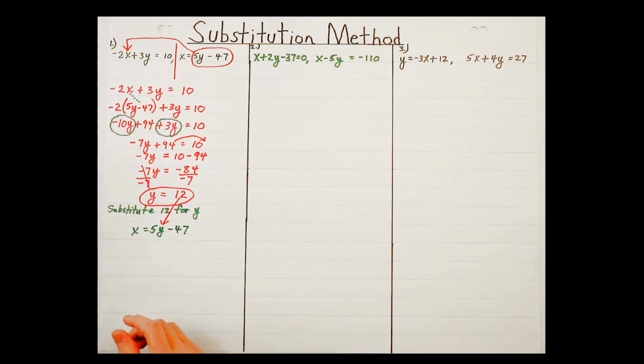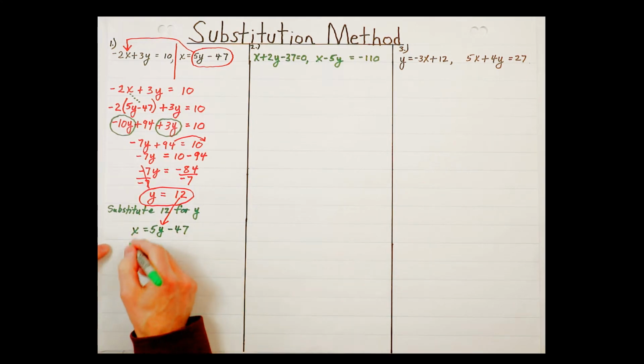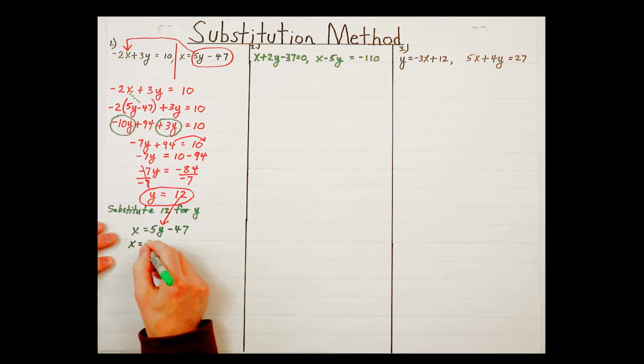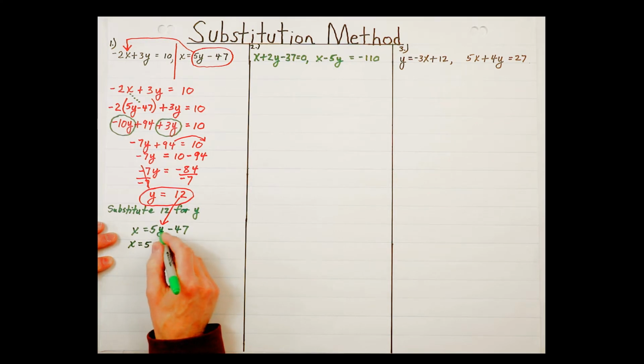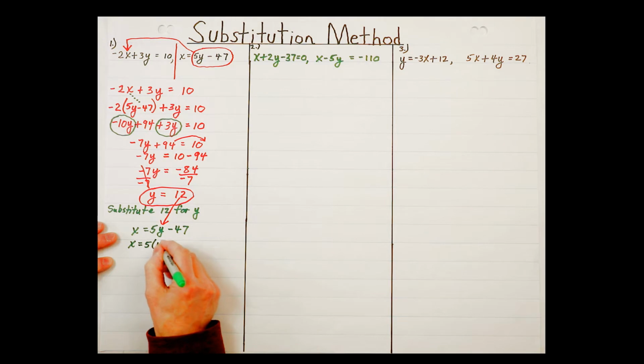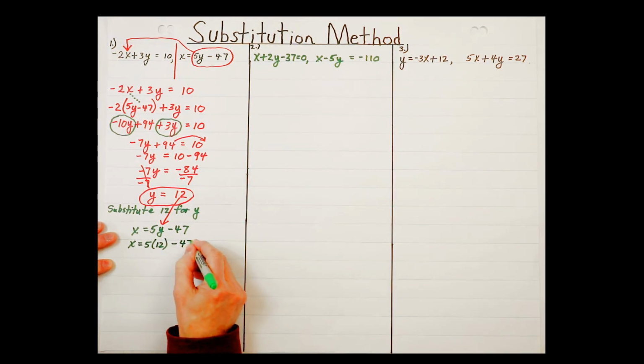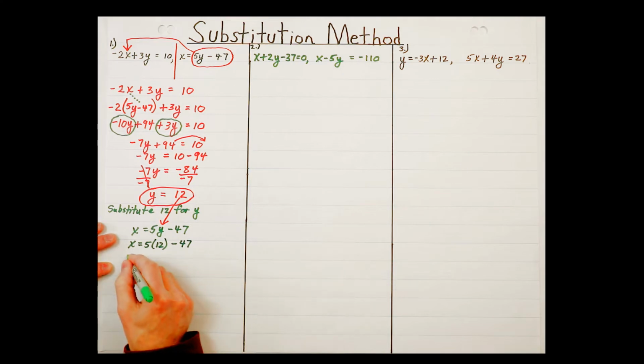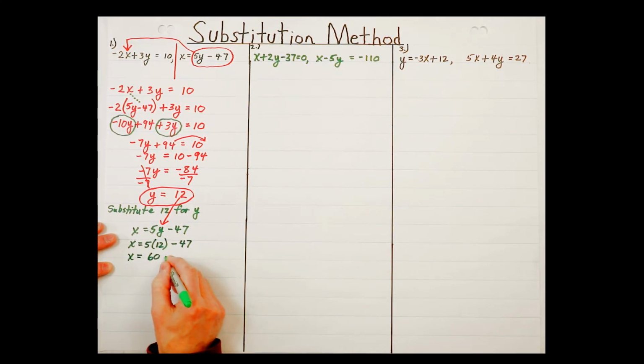Same as elimination for this second step. So I'm going to put x equals 5 times y. No, we're substituting 12 for y. So x equals 5 times 12, subtract 47. X equals 5 times 12 is 60 minus 47.